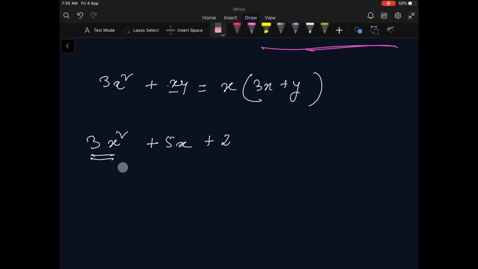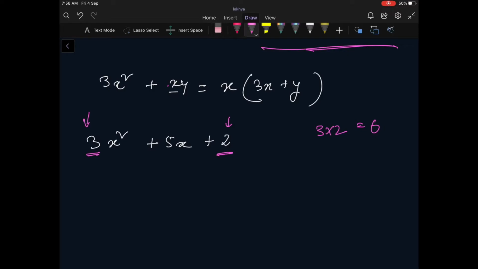How to factorize this? So let me show you. So first of all, what to do? We need to multiply the coefficient of x square and the constant term. So this is the constant and this is the coefficient of x square. Okay, so multiply these two. 3 into 2 is equal to 6.